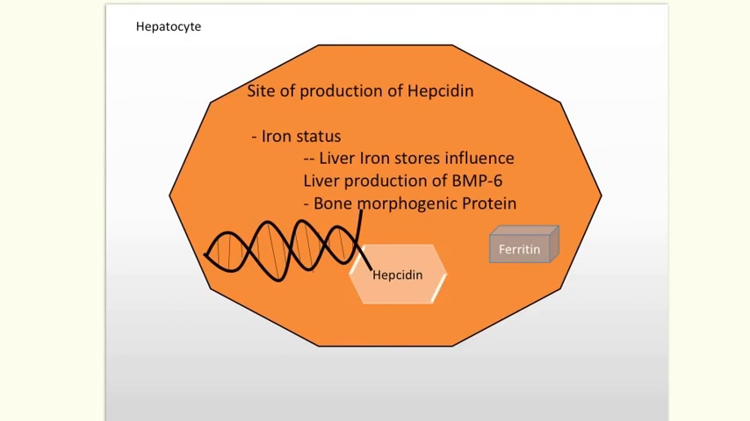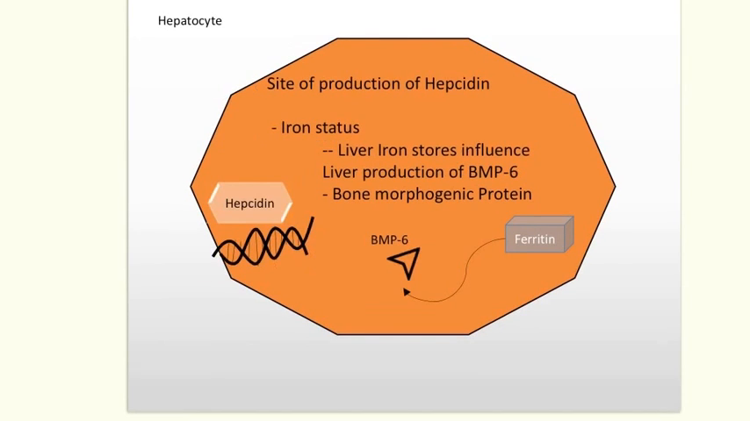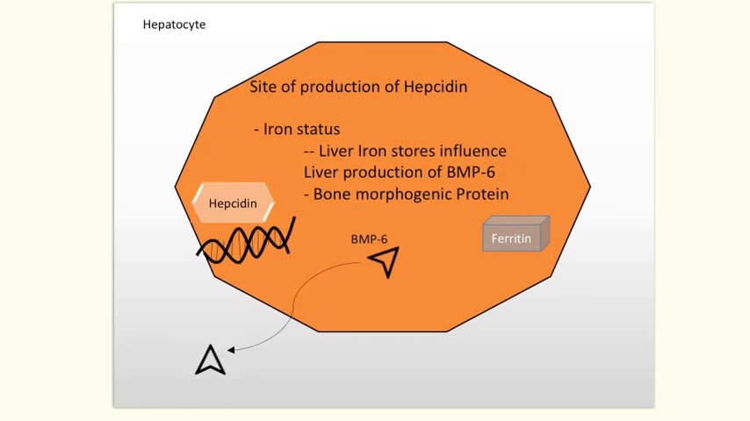So in high iron levels with the liver, it produces a molecule called BMP6. The BMP6 stands for bone morphogenic protein. So as you can guess, it has a role in the production of bone and the maintenance of bone, but it also has a role in the maintenance of iron. So the iron level is sensed and BMP6 is produced. Then the hepatocyte secretes BMP6.